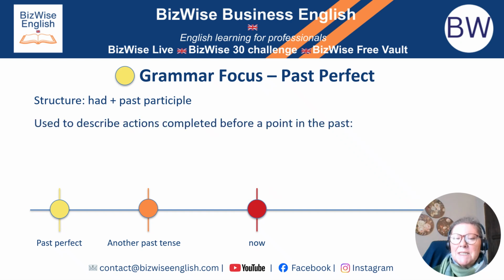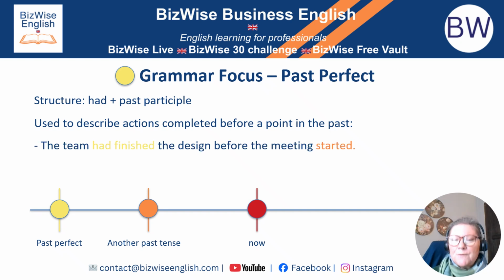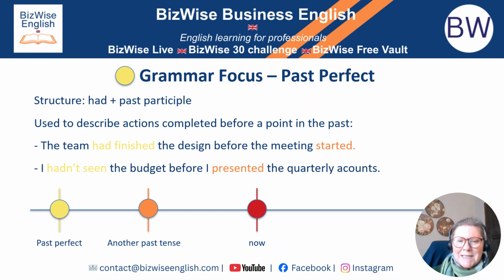How do we use it? It is used to describe actions completed before a point in the past. There are 2 past actions, and had done is before the other past action. The team had finished the design before the meeting started. I hadn't seen the budget before I presented the quarterly accounts. Had not is the negative. Okay. So you notice there's a bit of a keyword going on here, the word before.